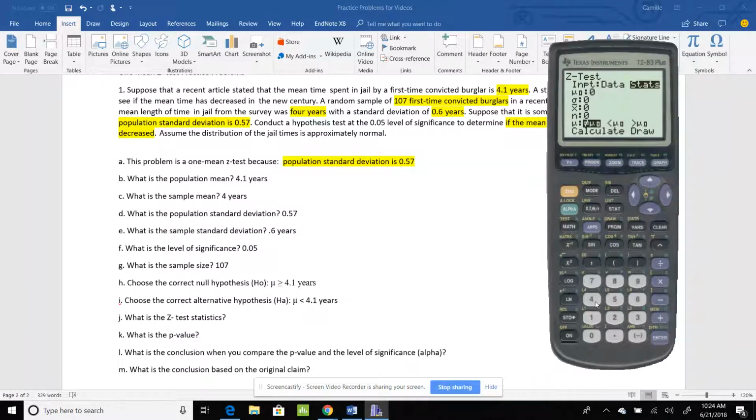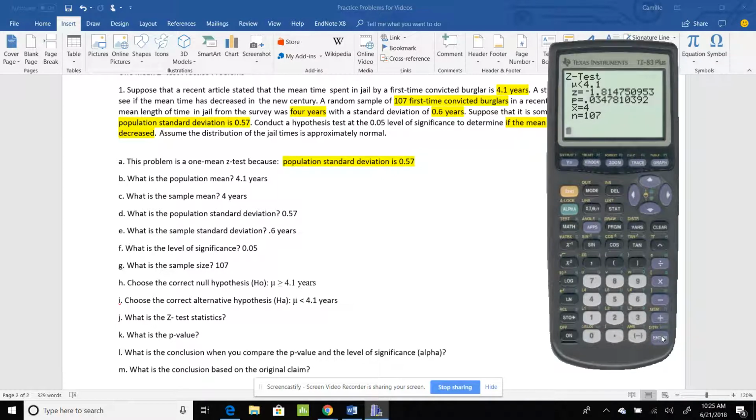So 4.1 is my population mean. My population standard deviation is 0.57. My sample mean is 4. And my sample size is 107. I look at my alternative, which is less than, so I make this less than, I hit enter, and then I hit calculate. So it gives me some really good information. It gives me my z-score and my p.